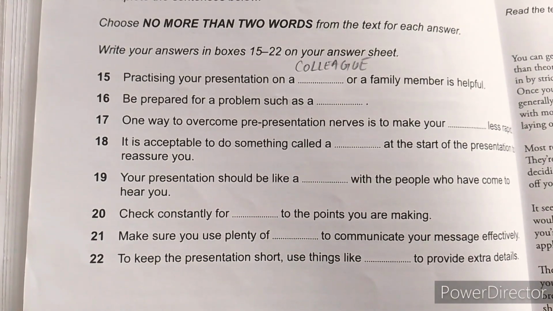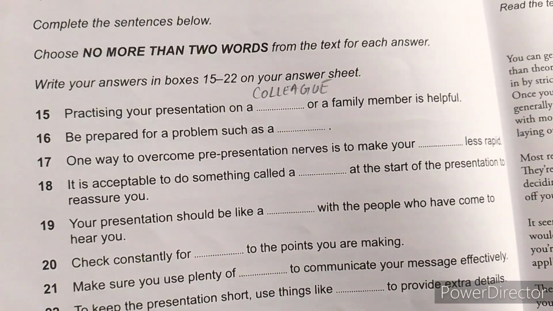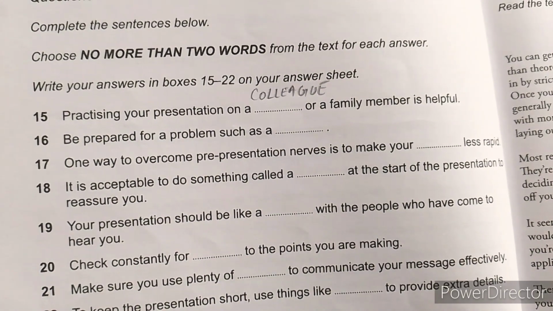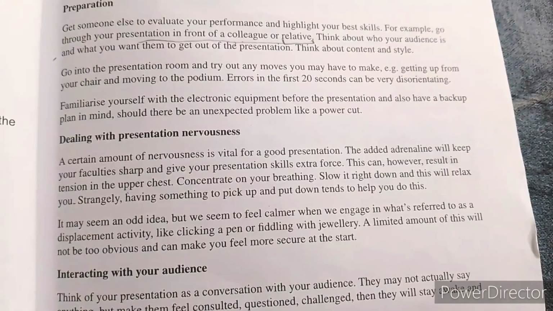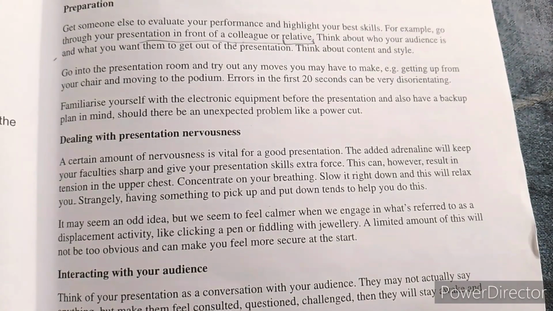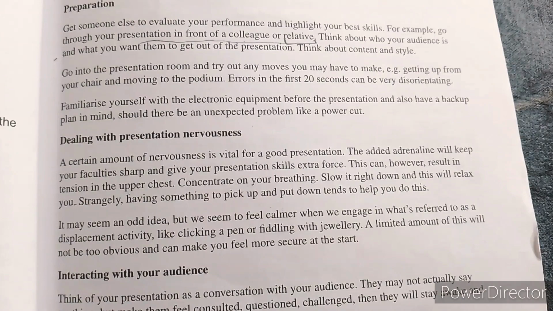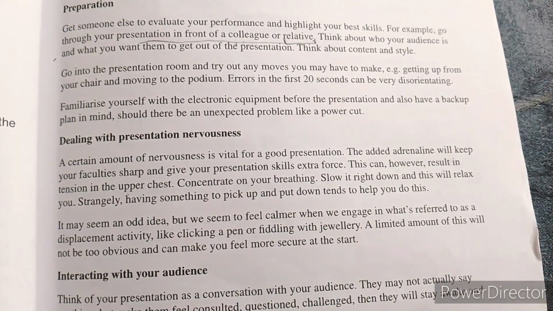The next question is be prepared for a problem such as dash. In the passage there will be talk about the problem which one can face. Let's read the passage further. We will check for words like prepared and problems in the passage. Go into the presentation room and try out any moves you have to make. Example, getting up from your chair and moving to the podium. Errors in the first 20 seconds can be very disorientating. So there is no talk about any problem.